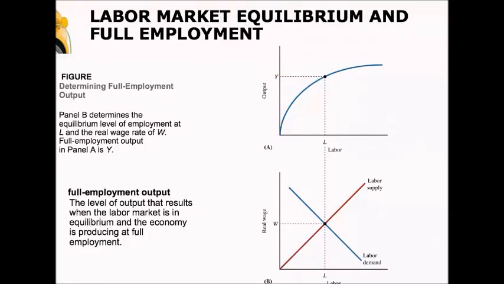This level of output is called the full employment level of output. How much output is produced when the labor market is in equilibrium? That's called the full employment level of output. We also call it potential output.